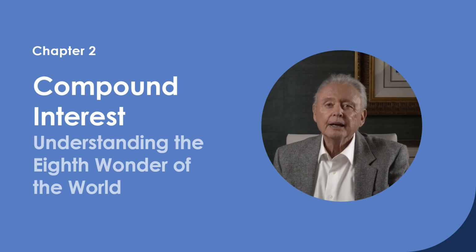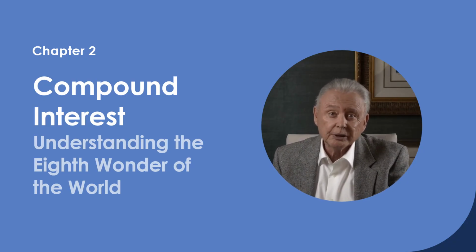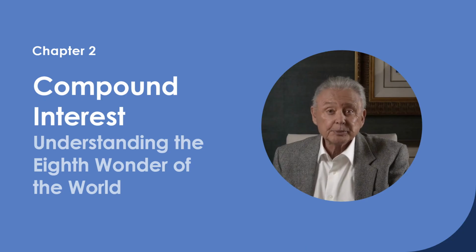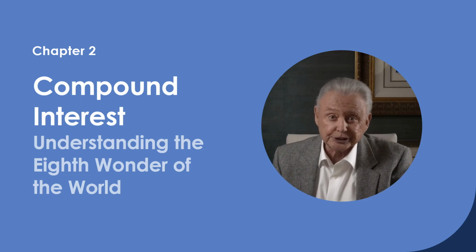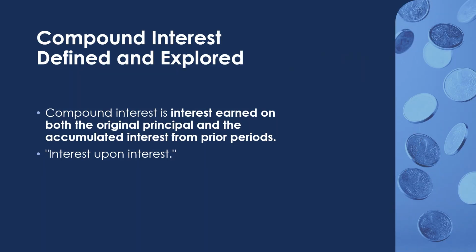Just as importantly, we'll see that this same principle can either work for you or against you, depending on how you use it. Let's begin by defining compound interest. Now let's define compound interest. Compound interest is the interest earned on a principal sum that is calculated not only on the original amount invested, but also on the accumulated interest from prior periods. Simply put, it is interest earning interest.